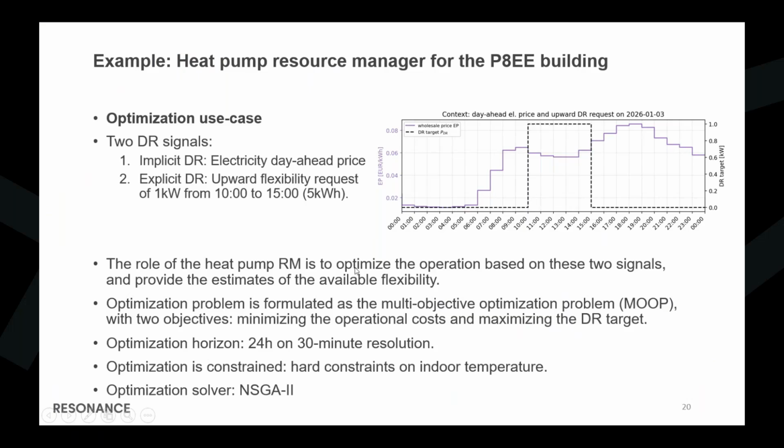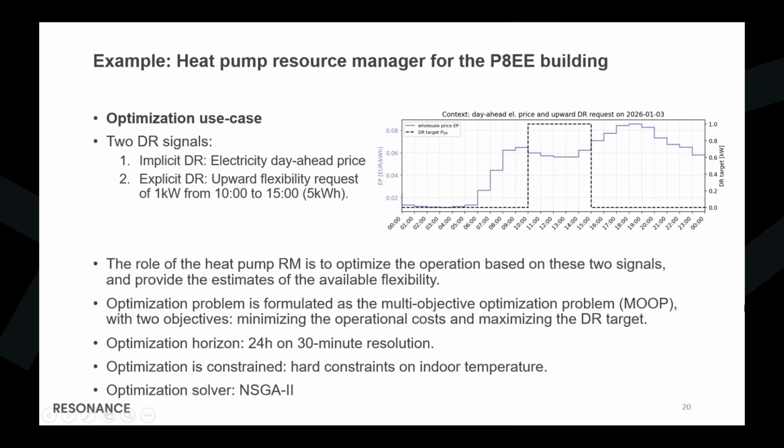So we know that the role of the heat pump resource manager is to optimize the operation based on these two signals, and it should actually provide the estimate of the available flexibility. Now, given that here we have two objectives, we have two driver signals. This optimization problem is formulated as a multi-objective optimization with two objectives: minimizing the operational costs and maximizing the DR target. So we want to minimize the electricity cost based on this electricity price signal, and we also want to maximize the power consumption based on this DR signal.